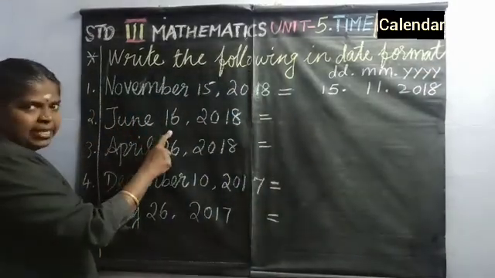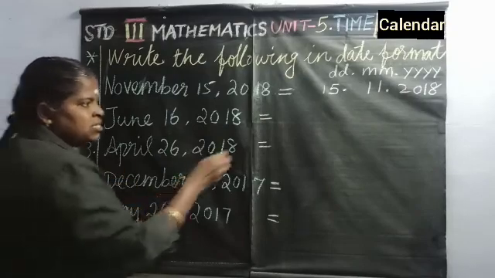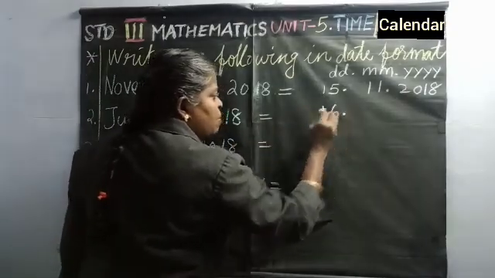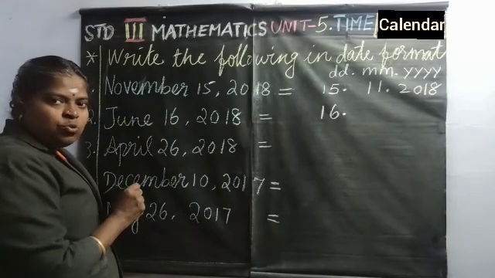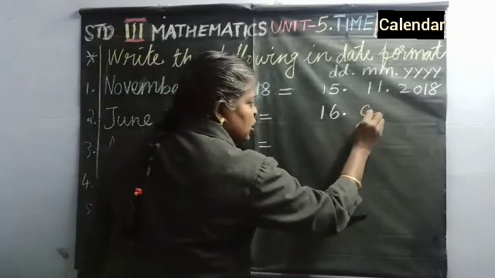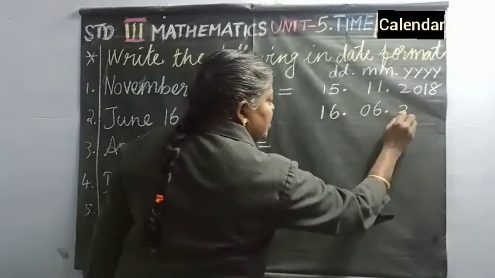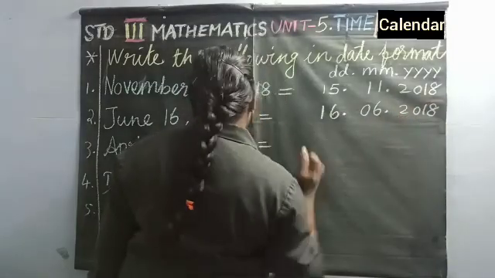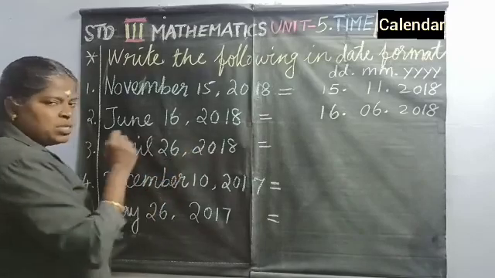Same way next question. June 16th, 2018. So date is 16. Month is June. Which month? June. June is the 6th month. So we have to write 06. Year is 2018. Year is 2018.